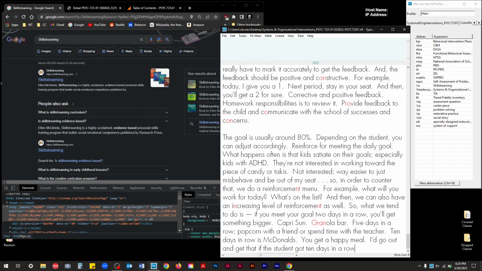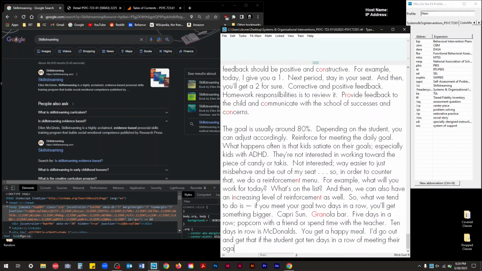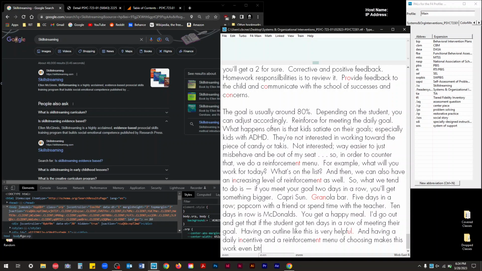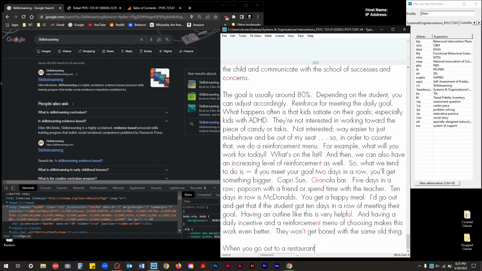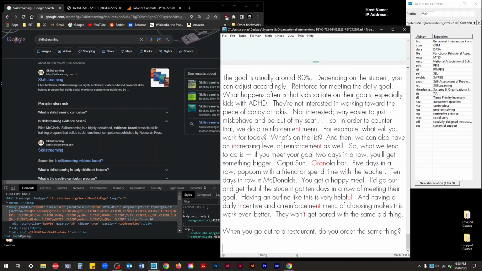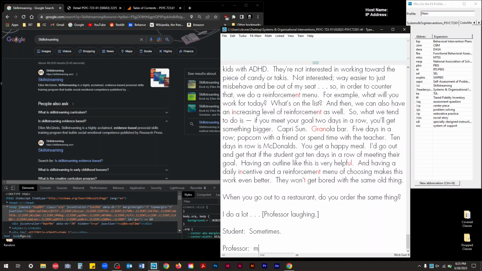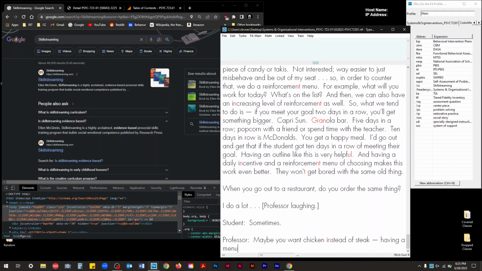So having this kind of outline for students is really, really helpful. And then having that daily incentive of, what am I working towards today, and having that reinforcement menu of what do you want to choose can make this work even better. So they're not going to get bored with just the same old thing, that they kind of get to pick depending on the day. When you go out to a restaurant, do you order the same thing? I do a lot of times. Sometimes you might be in the mood for chicken instead of steak, right? So same type of thing, that having that kind of menu of things that they can work towards can be really helpful.